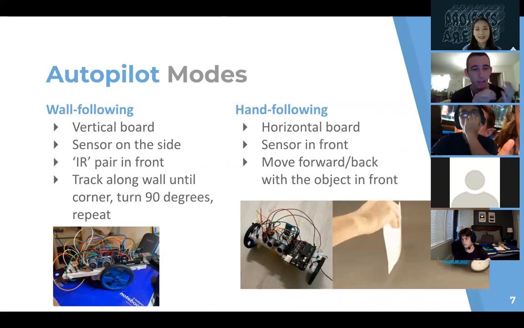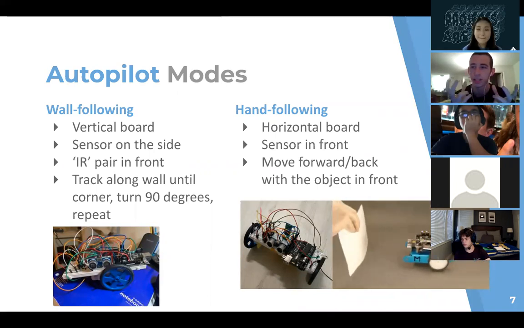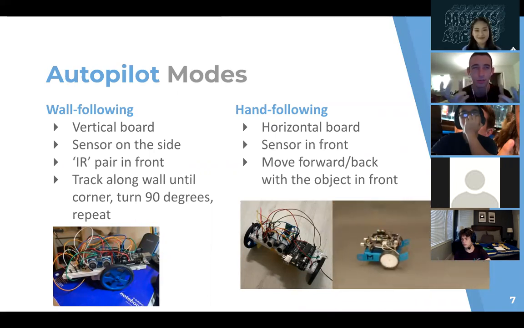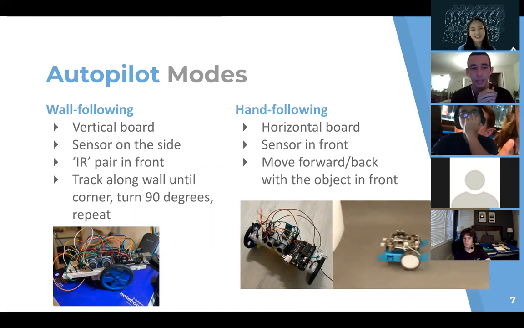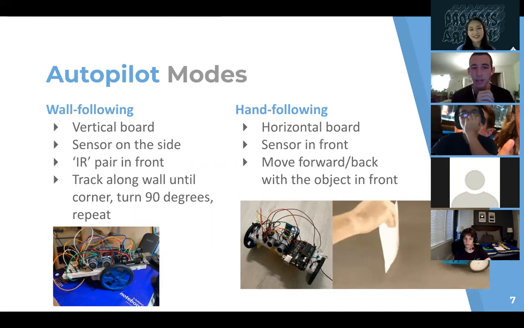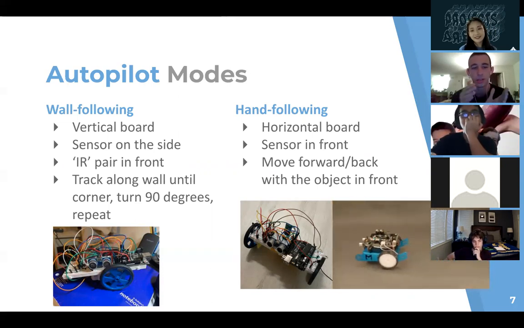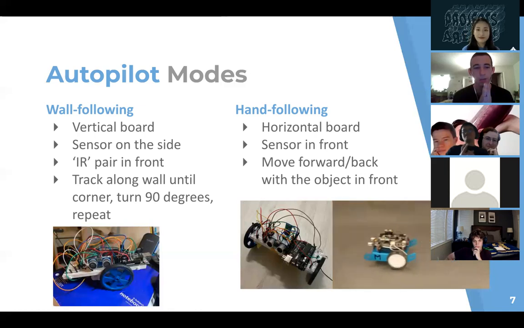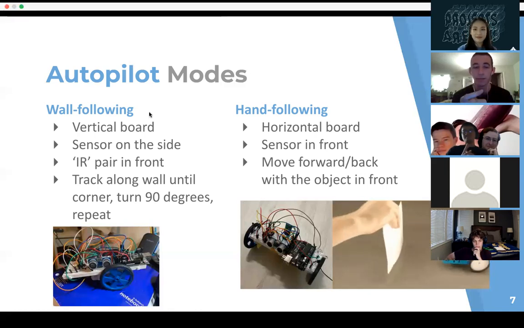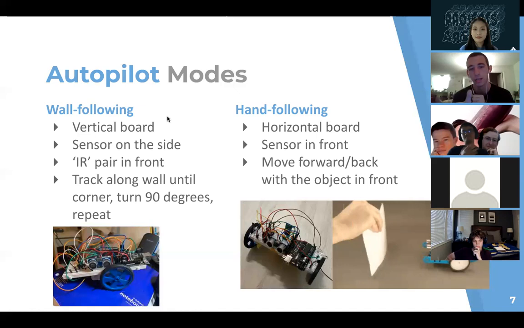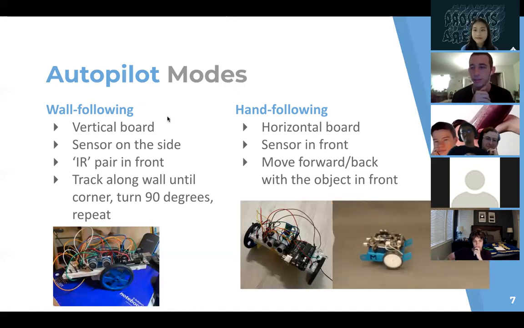This one's for if you made your board the long way, like if it's a limo, you can see in the picture there. So what you're gonna do with that is you're gonna put the ultrasonic sensor on the side of it. It doesn't really matter which side. And then what you're gonna do is travel along the wall. So your sensor is now facing the wall, and you're gonna track along the wall until you get to the corner of the wall, in which an IR pair in the very front of your car will detect the wall, turn 90 degrees, and then repeat the same process.